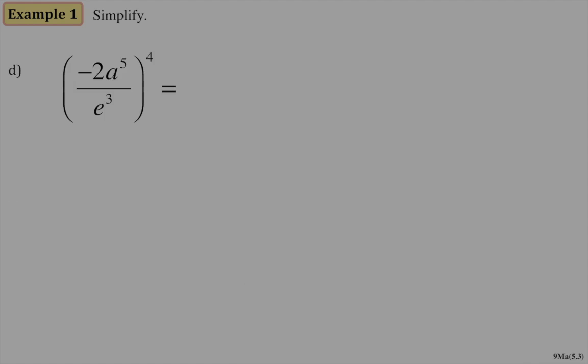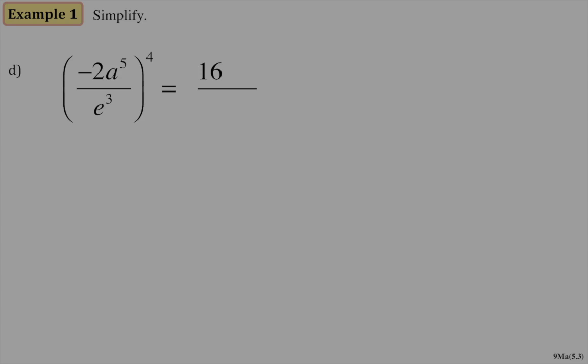Now part D, we're dealing with a fraction, but everything inside the bracket is raised to the power of 4. So we're going to do each part inside the bracket individually, remembering there's a fraction. So we'll have the top of the fraction and the bottom of the fraction dealt with separately. The first thing, negative 2. Negative 2 to the power of 4 is negative 2 times negative 2 times negative 2 times negative 2, which will give you plus 16.